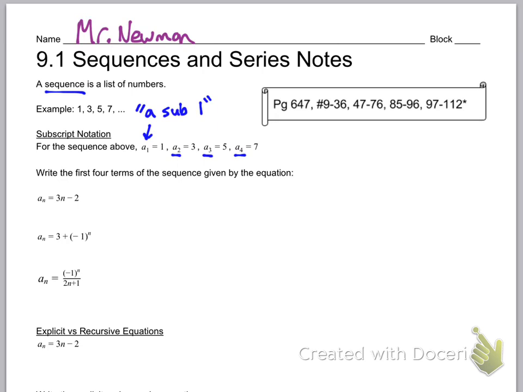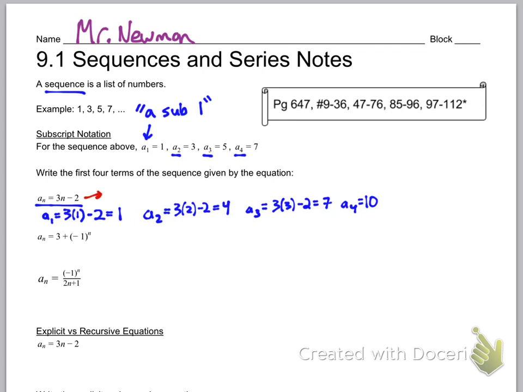So let's do this. Down here I've given you a formula. I want you to write the first 4 terms of the sequence given by the equation. Well, a sub n is equal to 3n minus 2. The first term is when n is 1, so I'm going to plug in 1. When n is 1, I'm going to plug the 1 in, kind of like function notation, and we get 3 times 1 minus 2, which is 1. So a sub 1 equals 1. A sub 2, you plug in 2. The second term is 4 when you do the math. A sub 3 is 7, and a sub 4, when you do the math, is 10. So the first 4 terms of the sequence are 1, 4, 7, and 10.